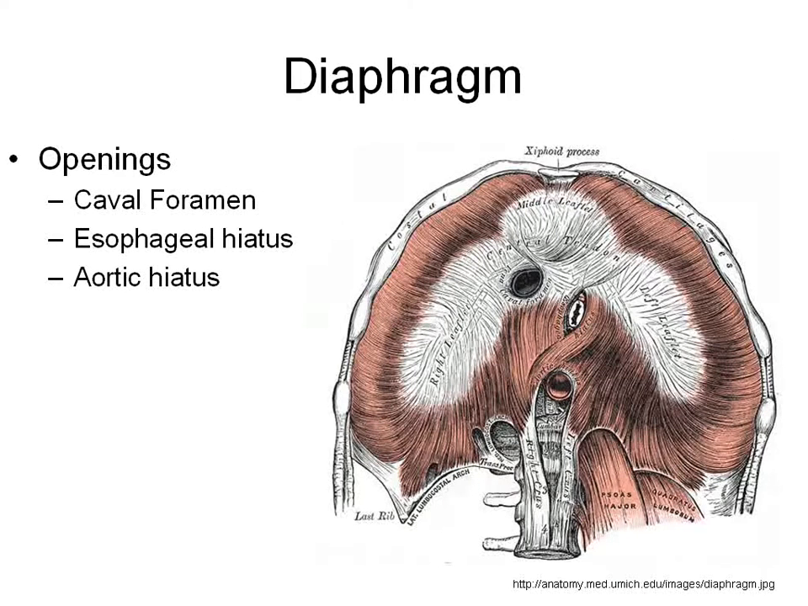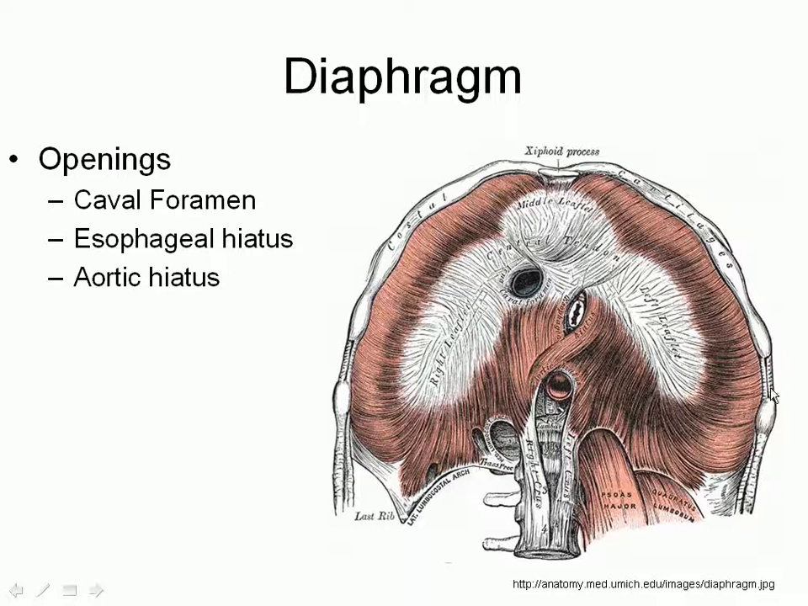There are three openings in the diaphragm, so not a lot of structures can pass from the thorax to the abdomen, but there are three, and they have to pass through the diaphragm. They are the caval foramen, the esophageal hiatus, and the aortic hiatus, and those are in order from the most anterior opening to the most posterior opening.